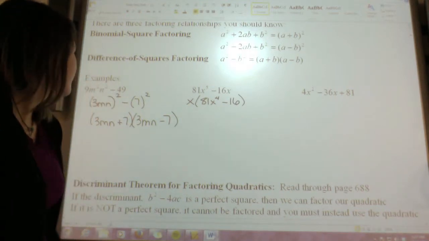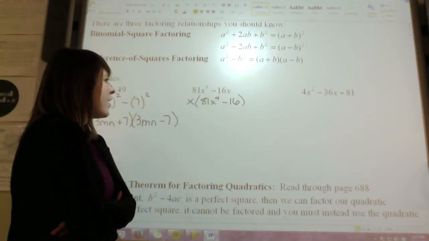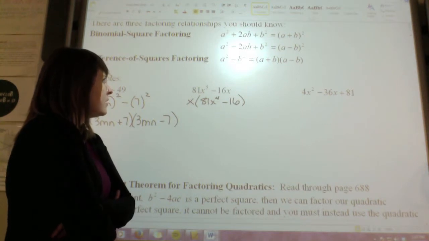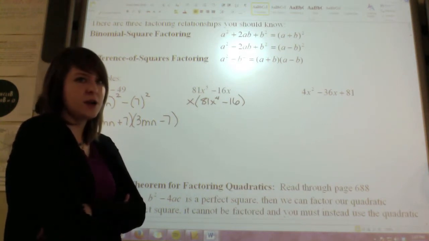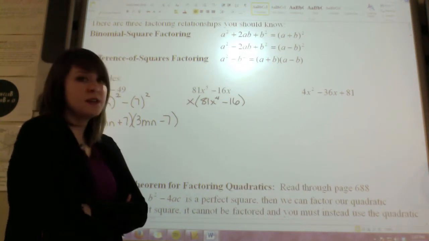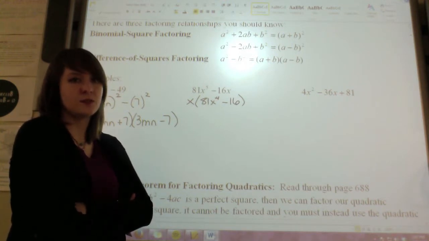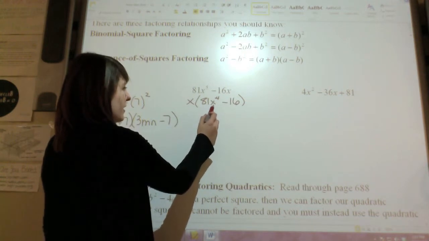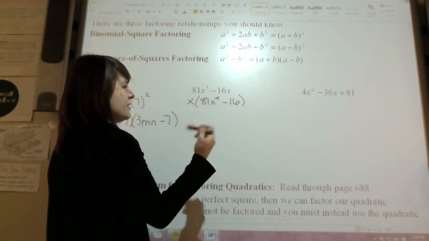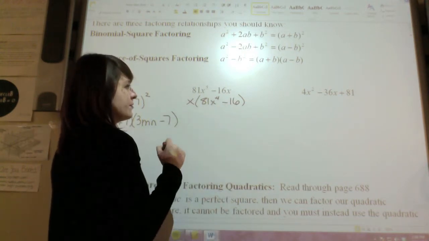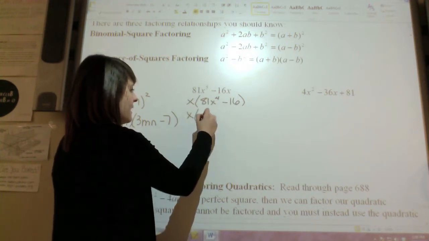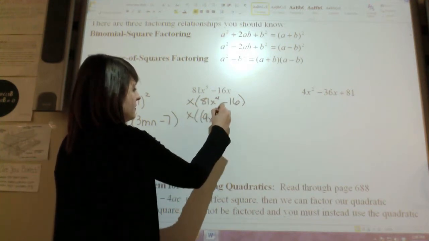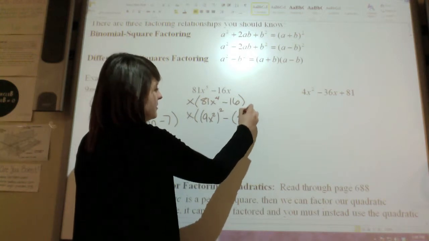Okay, now looking at that, 81x to the 4th and minus 16, do those fall into any of the categories that you see? The answer is yes, it is definitely a difference of squares again. So I know that 81, that's just 9 squared, x to the 4th, that's just x squared squared, and 16 is 4 squared. So I can rewrite this as 9x squared squared minus 4 squared.